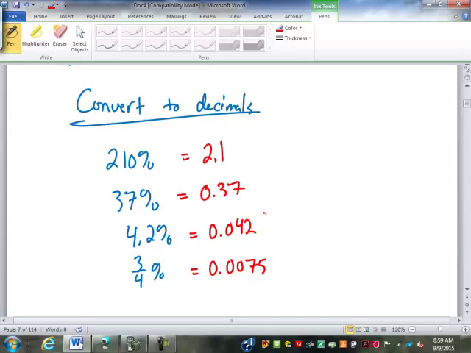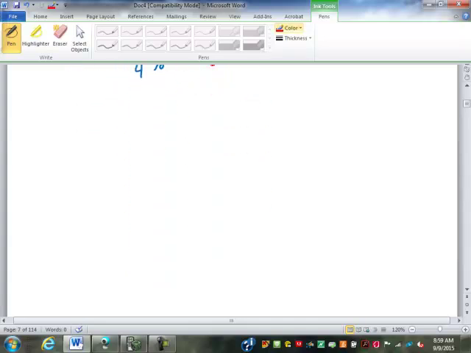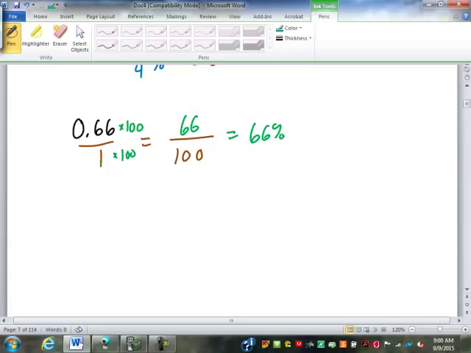Okay. Well, our next step is to go the other direction. If I have a decimal like 0.66, that really means 0.66 out of 1. If I want to change it into a percent, of course, a percent is always out of 100. So if I think of it like this as equivalent fractions, to get from 1 to 100, I have to multiply by 100. So I have to multiply the 0.66 by 100, which would be 66. So 66 out of 100, or 66%.